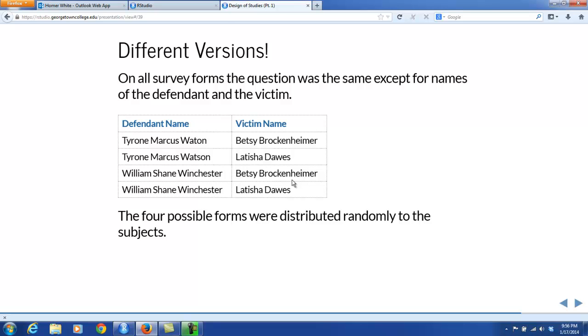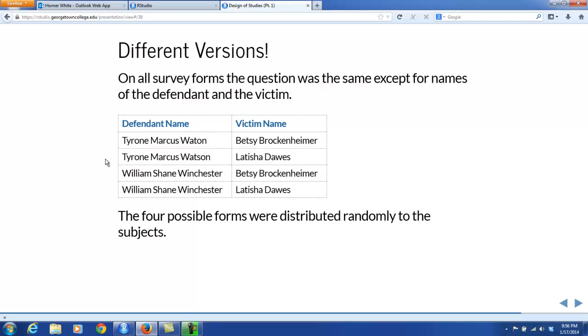Now, just looking at the names, you can begin to tell what kind of research question people might have had in mind. No one was really interested in how hard students are on crime. They were interested in whether the race of a defendant or the race of the victim might have some impact on the length of sentence that students would recommend.